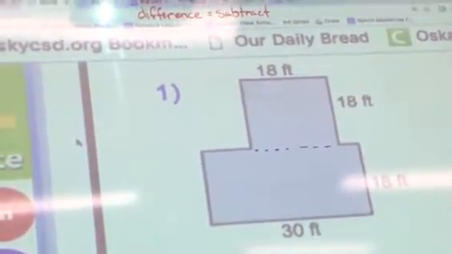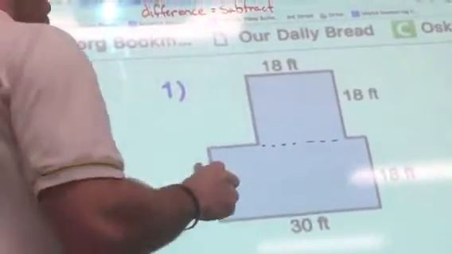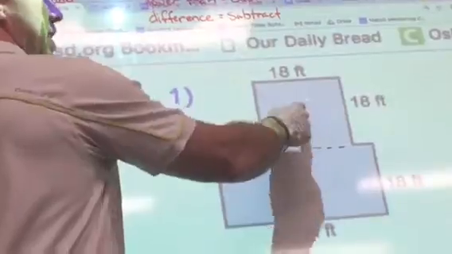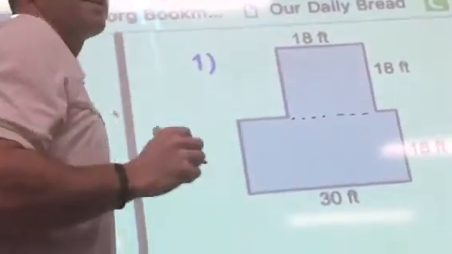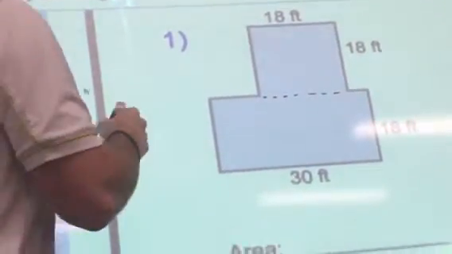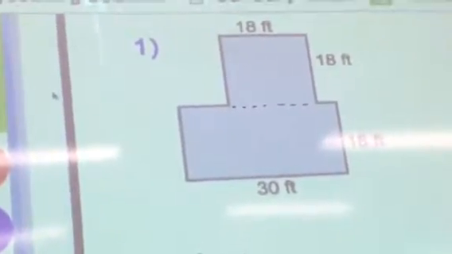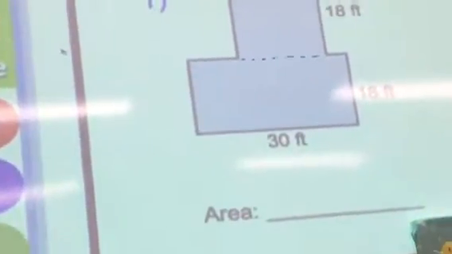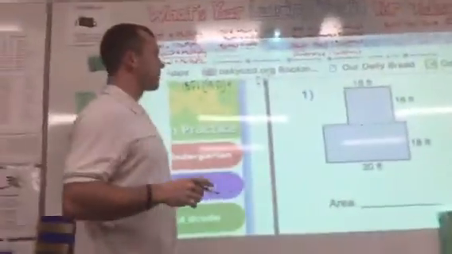Could we find the area of those two shapes separately? Yes. Good. So, Lacey, what are the dimensions of this shape? Well, first off, what shape is this? Square. So what would I take to find the area of a square? Base times height. Yeah. So what do I multiply, Lacey? Sure. 18 feet times 18 feet. And we would get something feet squared, something square feet.